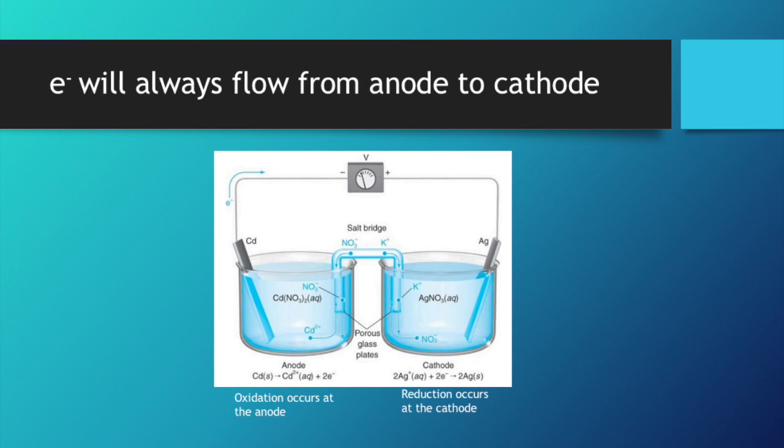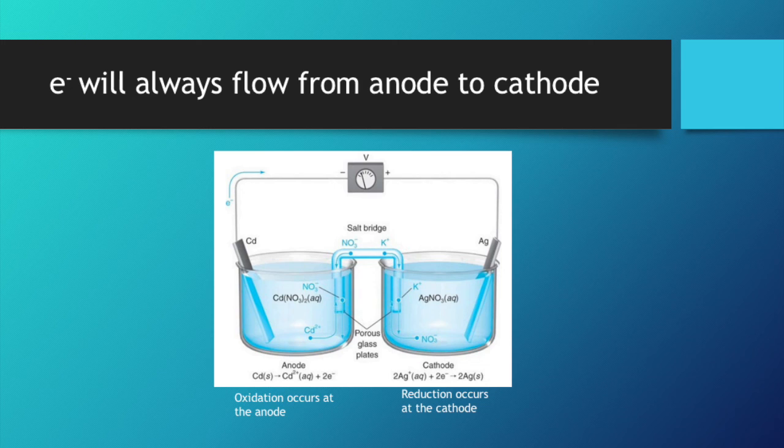It's typically a U-shaped tube filled with some kind of gel. In this case, it's filled with KNO3 or some other kind of inert salt. And it's at each end capped with a semi-permeable membrane that allows ions to pass between the two solutions. These ions will migrate through the salt bridge to offset the charge buildup in each of the two beakers.